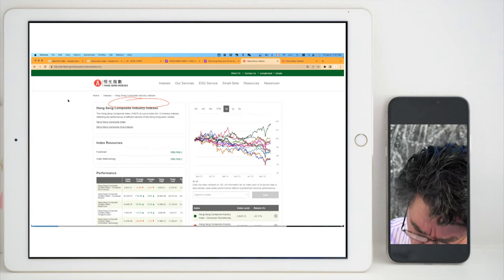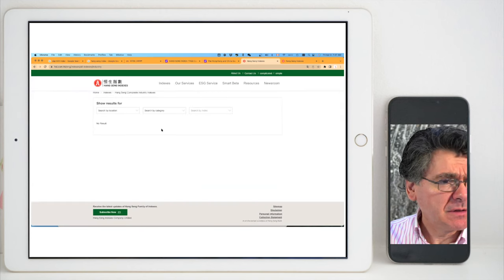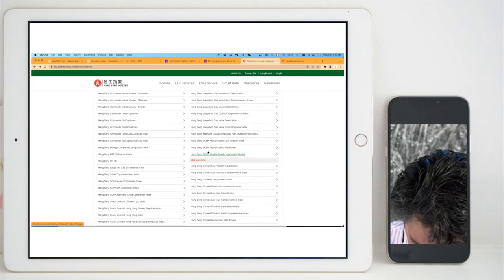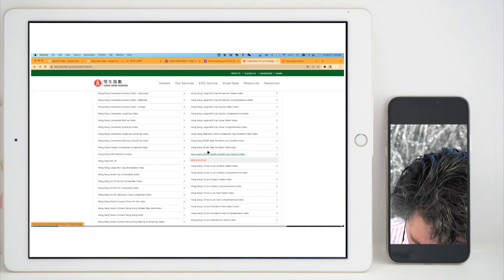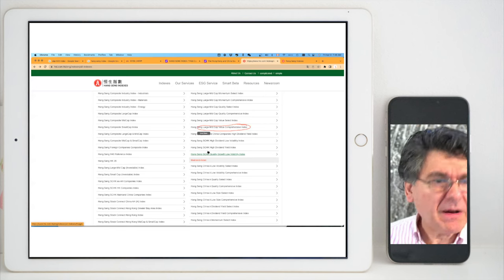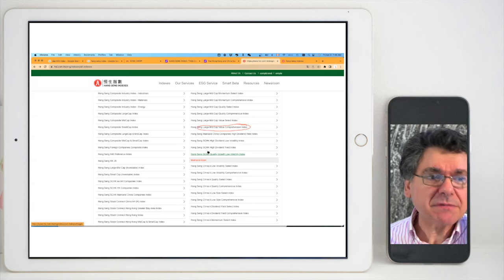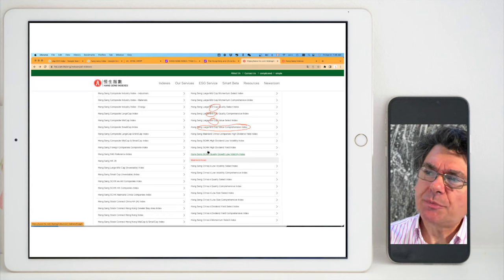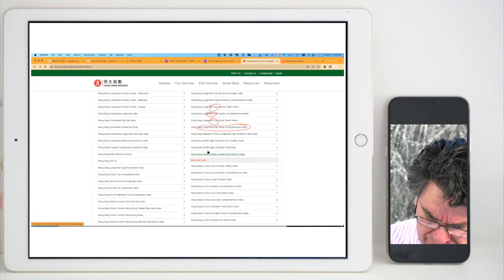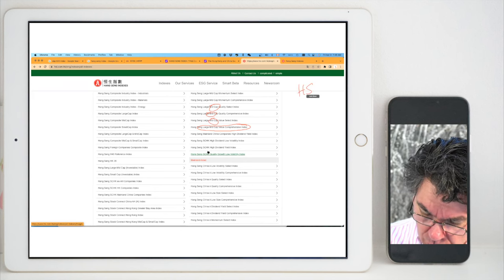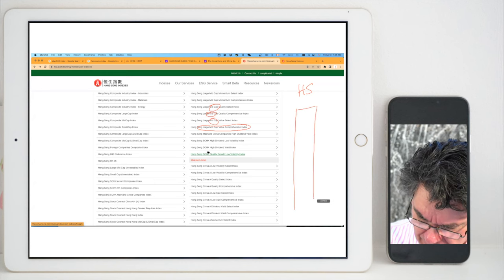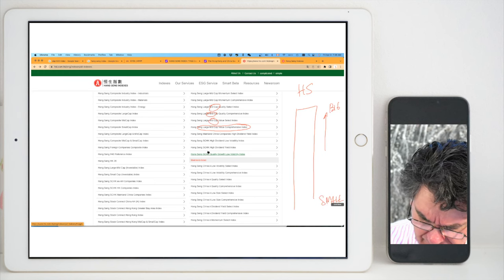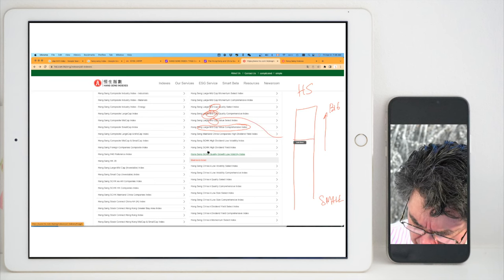Now, let me go back to where I was before, because there are other indices that I want to mention here. There is, for example, the mid-cap value comprehensive index. Let's forget about the value comprehensive. Let's just focus on mid-cap. What does that mean? Well, these are the companies which are not too big, not too small, right? So if you look at the size of all the companies in the Hang Seng group, and you order them from big to small, then this mid-cap will be somewhere here in the middle.